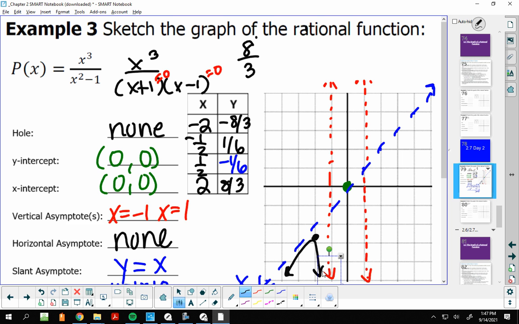Right here, negative 1/2 up 1/6, and then over 1 down 1/6. So that is going to follow the asymptotes and look like this. It's not going to go over. My board is not being very happy right now. And then 2 up 2.6. It's about here. That's going to look like that. Again, this one did cross our slant asymptote, and that's okay. It's just never going to cross our vertical asymptote.